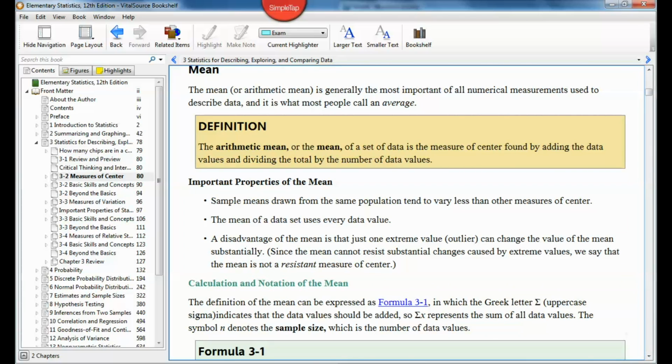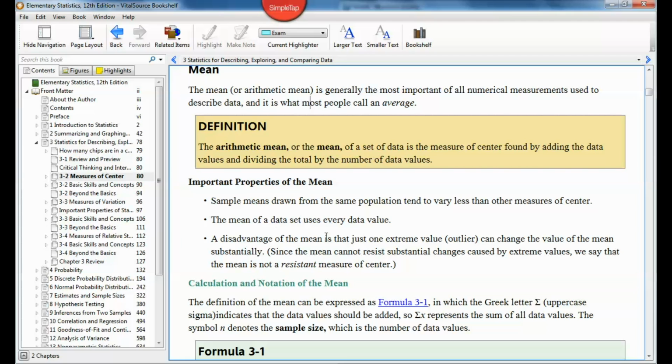Some of the important properties of the mean: sample means drawn from the same population tend to vary less than other measures of center. So if we draw different samples, maybe I wanted to find the average of your test averages, and I randomly chose 3 students, and then 3 other students, and 3 other students. Those means will vary less than other measures of center. The mean of a data set uses every data value. So if you want to find your test average and you have 10 tests, you can't leave one out.